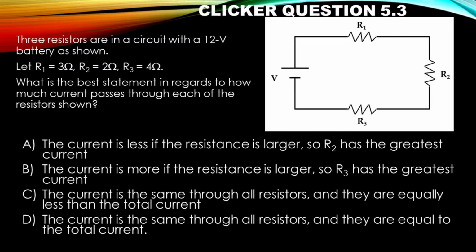All right, now this question says three resistors in a circuit are connected, well, that part's the same, but which is the best statement in regards to how much current passes through each resistor as shown? So read these and think about how the current through each resistor should compare to one another.